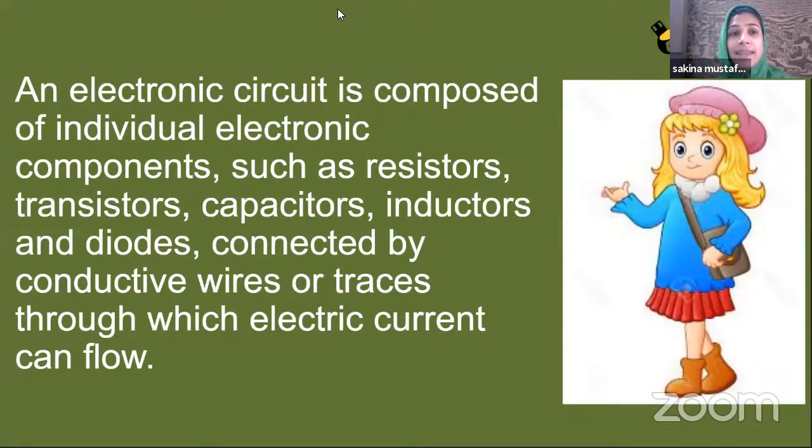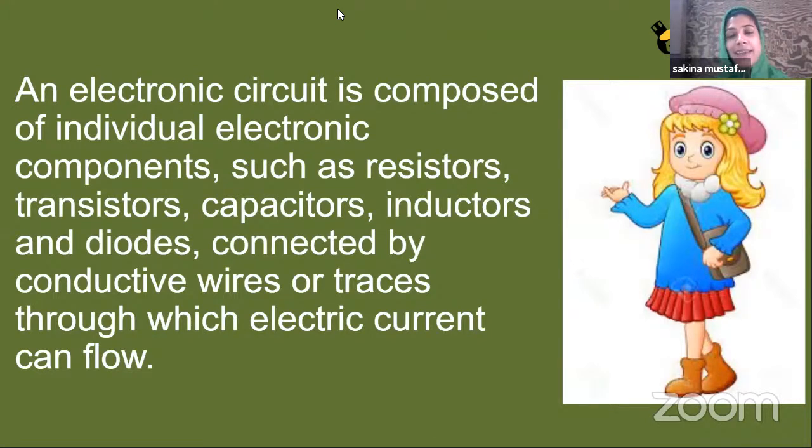So he told me that an electronic circuit is composed of individual electronic components. There are various electronic components such as resistors, transistors, capacitors, inductors, and diodes, and these are connected by conductive wires or traces through which the electric current can flow. So I was more curious and said, please explain to me in simple terms.